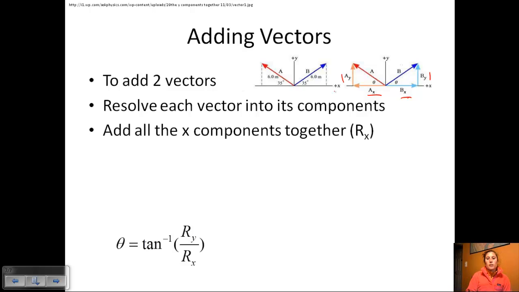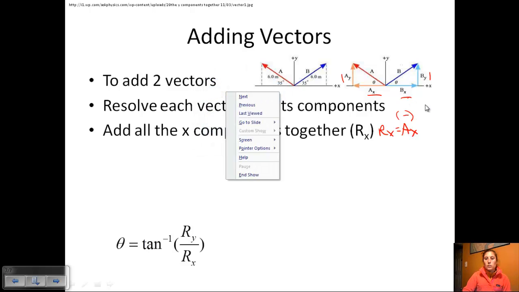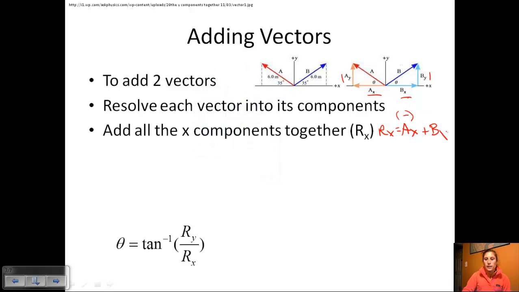Okay, so once we've resolved both of vector A and B into our x and y components, then we're going to add all the x components together. So in this case, r of x would equal a of x, which based on this picture is going to be negative because it's pointing to the left, plus our b of x. Then we're going to add all of our y components together to get r of y. So in this case, this would be a of y plus b of y, and based on this situation, both of these are going to be positive.